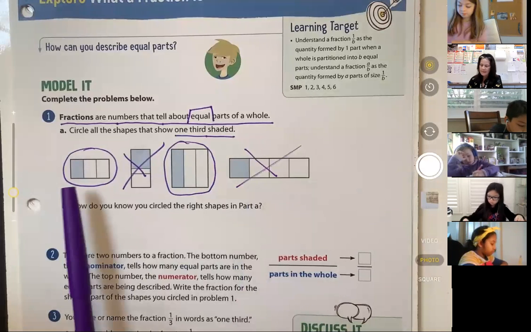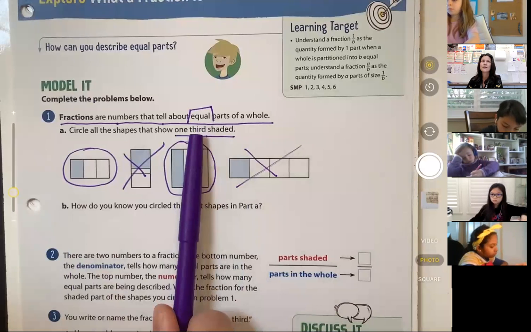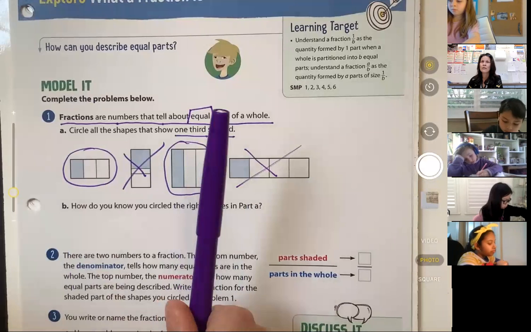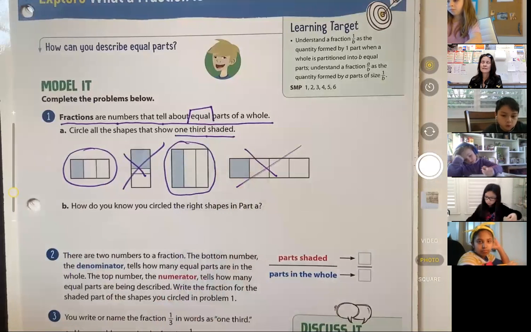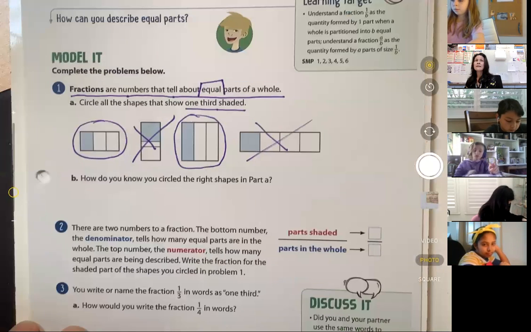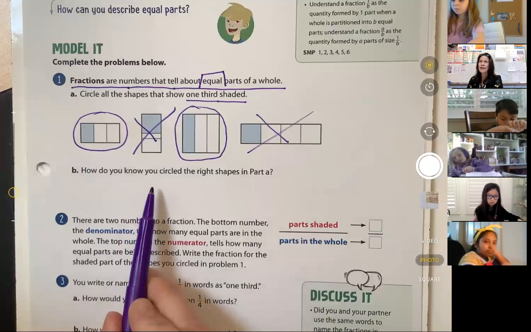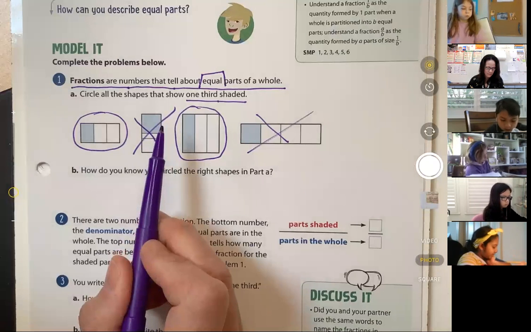So friends, the first and the third are answering the question above, to circle the shapes that show 1/3 shaded. Fractions are numbers that tell about equal parts. Do not rush through this, friends. Please read the questions and look very, very carefully. In question B, it is saying, how do you know you circled the right shapes in part A? How do you know?